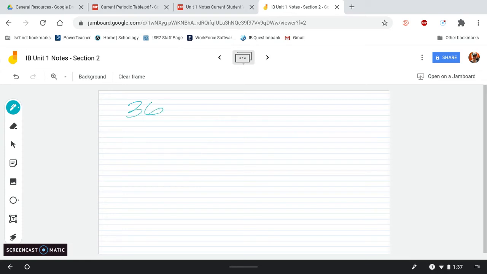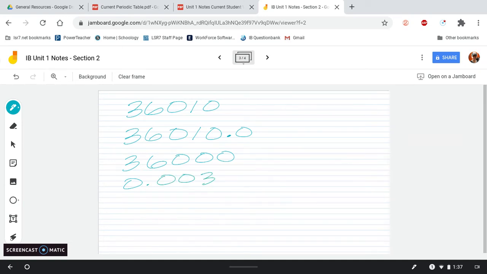Let's go 3, 6, 0, 1, 0, that's 36,010. Then let's go 3, 6, 0, 1, 0.0, the same number with a decimal. Then 36000, and let's finish off with 0.00360.